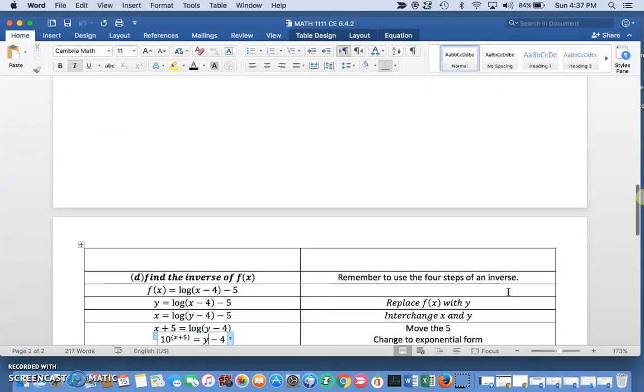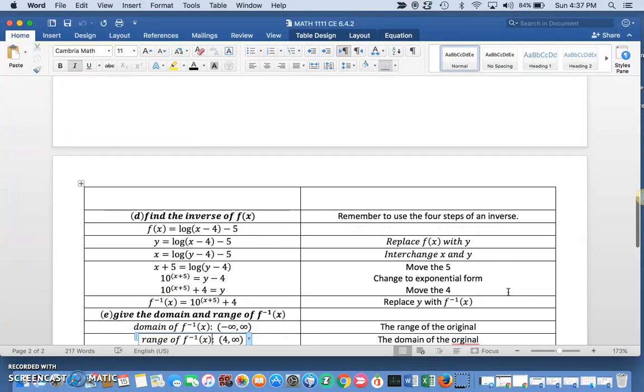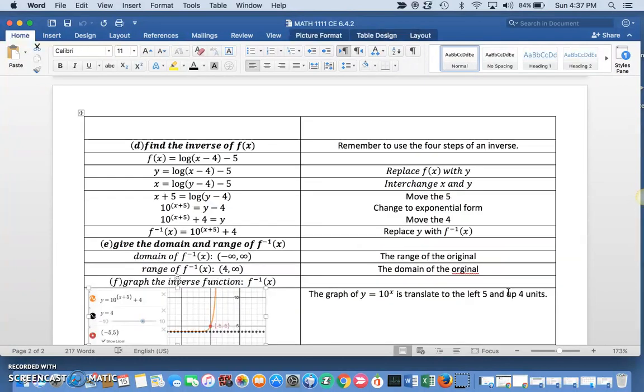Now, they ask you to find the inverse of it. Well, the inverse of a logarithm is going to be an exponential. You'll go through the same basic 4 steps that you go through to find any inverse. f of x is equal to log of (x minus 4), minus 5. Your first step is to replace f of x with y. Did that. Then you interchange the x and the y. Okay, now your objective is to get it solved for y.